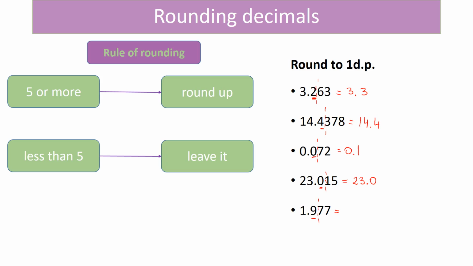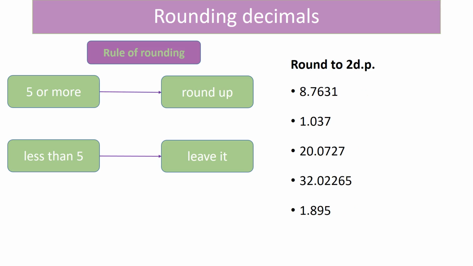And the last example here, 9 is the first decimal place, and 7 comes after that. Now, because 7 is more than 5, that means we need to round 9 up. Now, when I round 9 up, I get 10, which means I'm going to put 0 here and I need to carry the 1, so that's going to give me 2.0.